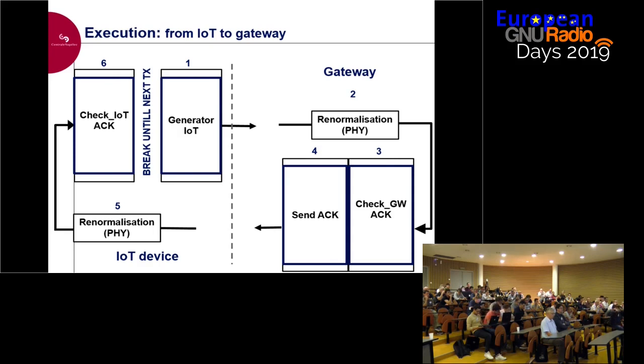And then this block that brings an ID is detected in this section. So here, what the gateway tries to do is detect the ID of the IoT device, and then it sends the acknowledgement. After that, this acknowledgement is received and detected by the IoT. At this point, our cycle in our demo is repeated again.